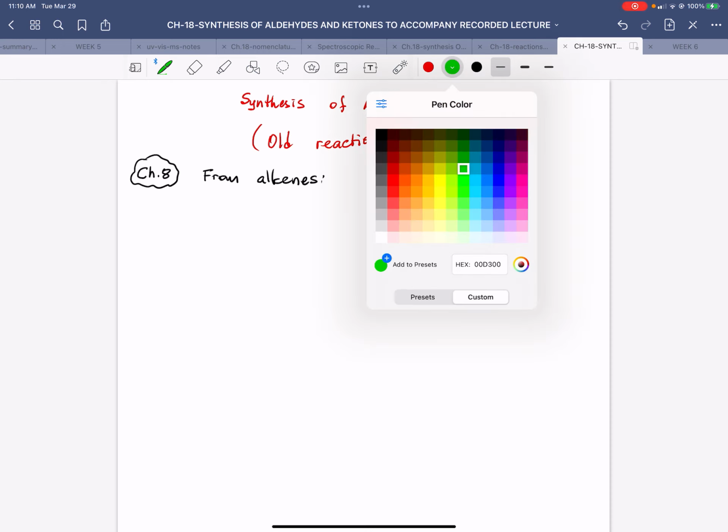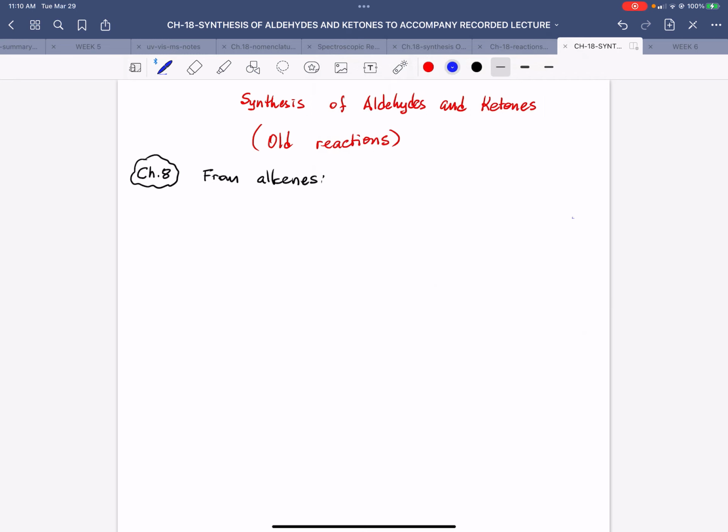Let's go to our beautiful blue color here. Okay. Let's first synthesize ketones. To synthesize a ketone, I'm going to take an alkene that has symmetrically substituted positions on both sides.